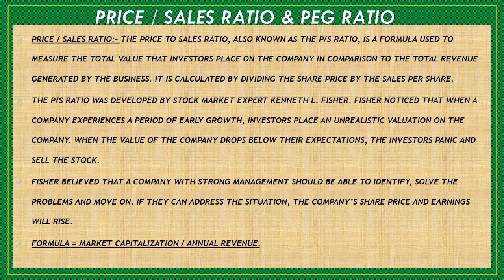Price to sales ratio. The price to sales ratio, also known as the P/S ratio, is a formula used to measure the total value that investors place on the company in comparison to the total revenue generated by the business. It is calculated by dividing the share price by the sales per share. The P/S ratio was developed by stock market expert Kenneth L.